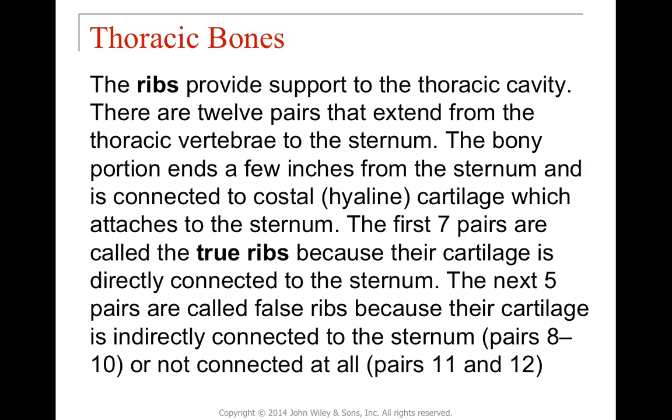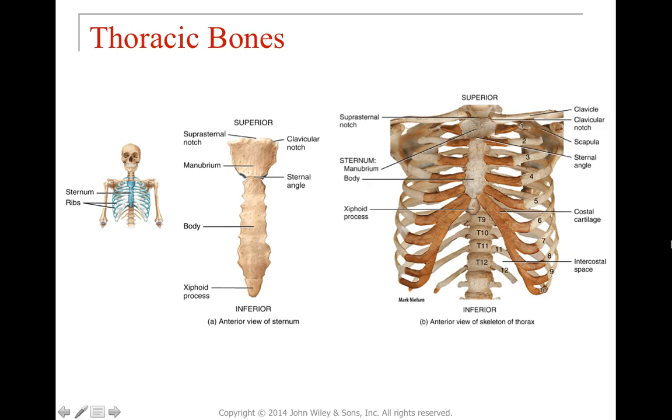So we have 12 pairs of ribs. They start from the thoracic vertebrae and extend to the sternum. And the bony portion is generally going to end just before it reaches the sternum. So we have a region of hyaline cartilage that is the costal cartilage, and costal just means ribs. You see intercostal, it means between the ribs, right? So costal cartilage is rib cartilage, which attaches directly to the sternum. And again, the first 7 are called true ribs because their cartilage is connected directly, and the next 5 pairs are called false ribs because their cartilage is indirectly connected or not connected at all, right?